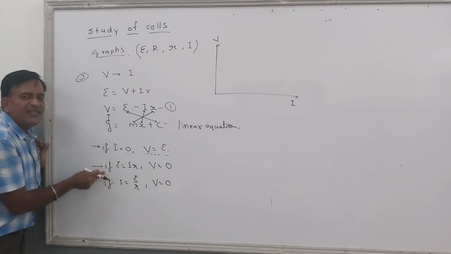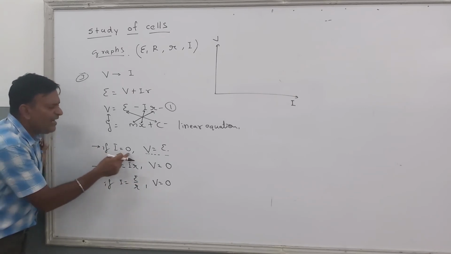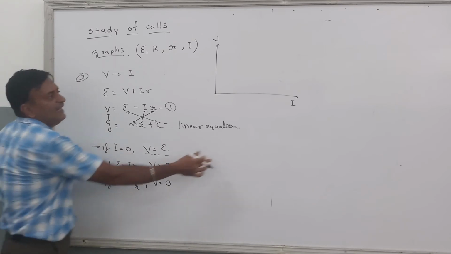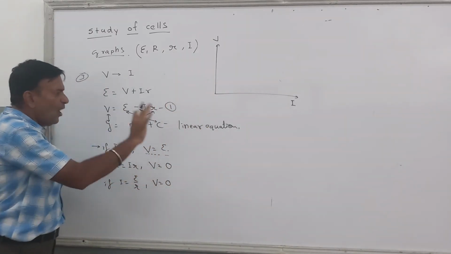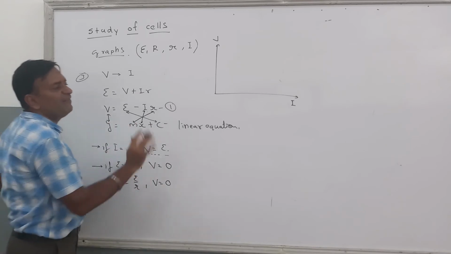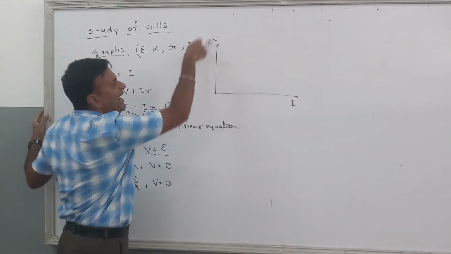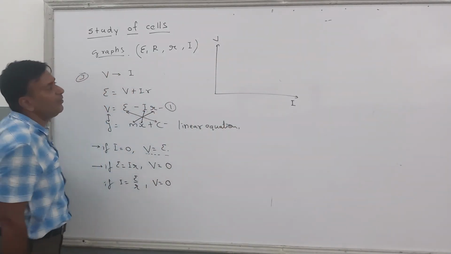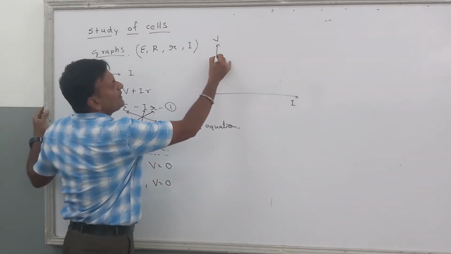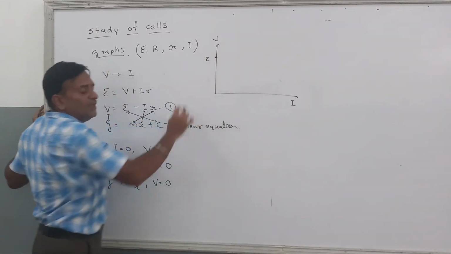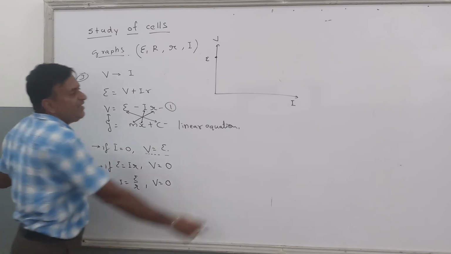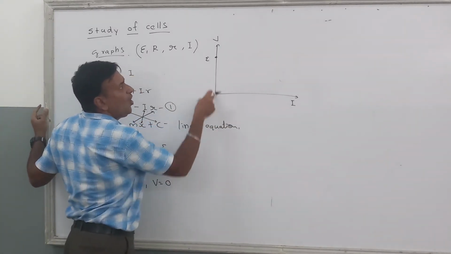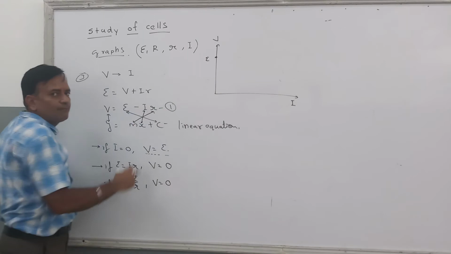Now we have to plot these two things. See, if I equals 0, V equals E in this graph. Find a point where I equals 0. Where is I equals 0? On the entire Y axis, I equals 0. So this is the point. Epsilon: if I equals 0, V is equal to E.